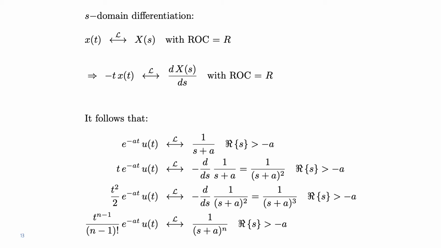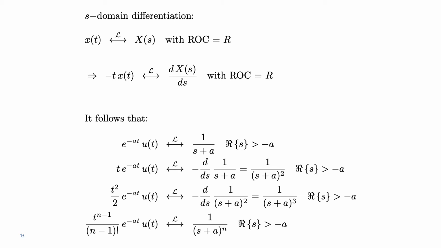Well, that's when the S-domain differentiation rule comes in handy, because we notice that minus the derivative of such 1 over s plus a is equal to 1 over s plus a squared. And therefore, because of the rule we have introduced in this slide, its anti-transform will be t e to minus at u of t, because of the rule of the multiplication by minus t.